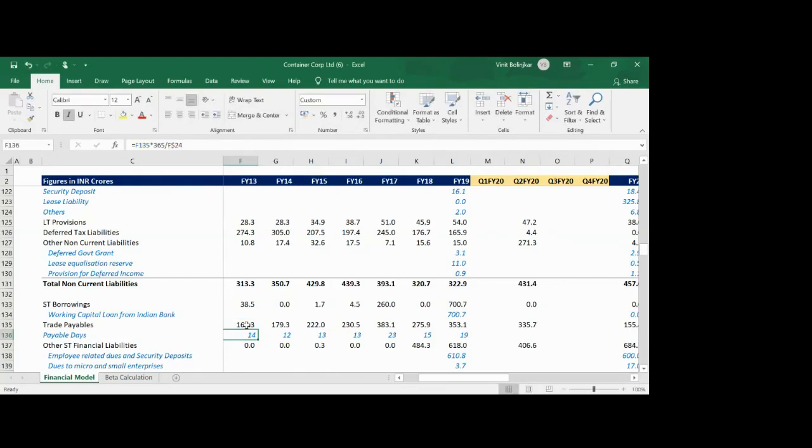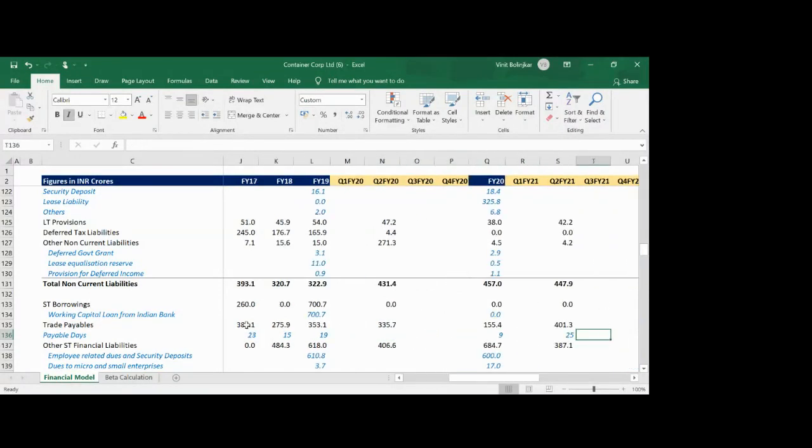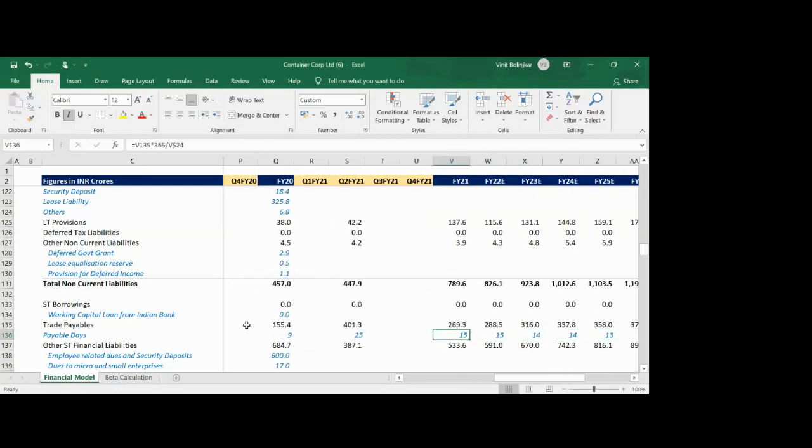So you'll find that the company has a tendency to pay at a later date. Earlier they were paying in 12, 13 days. Now suddenly they've gone up to 23 in FY17. That was due to the demonetisation. Then 15 days. Now they're at 19 days in FY21, and in FY20 they were down to 9, but in FY21 they're at 15 days. Okay, so this is how it is.